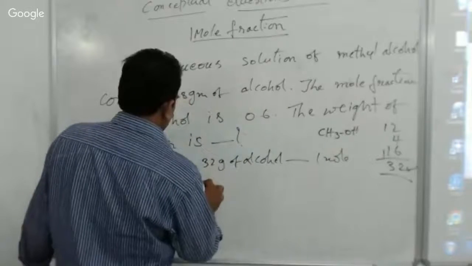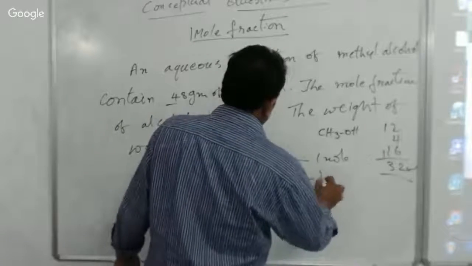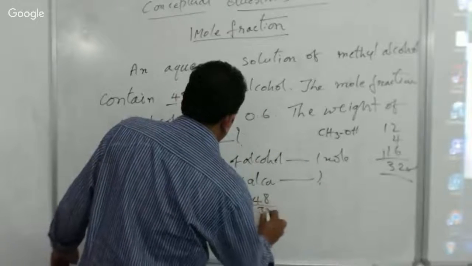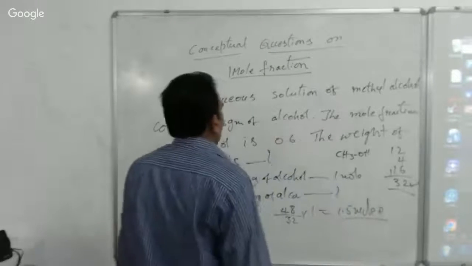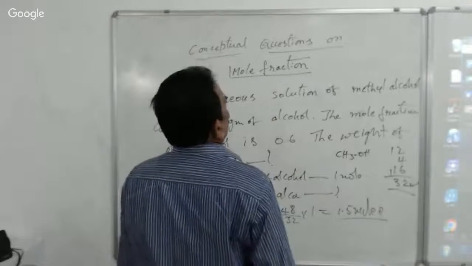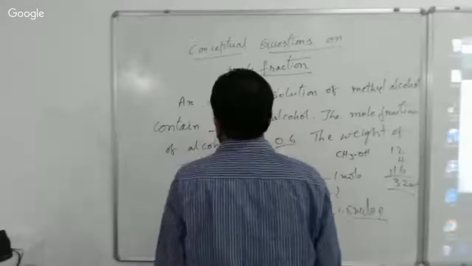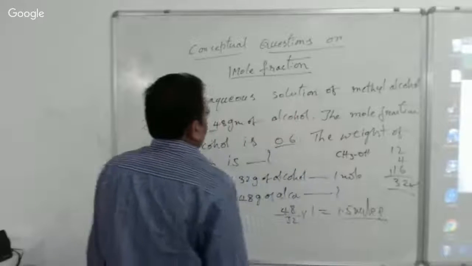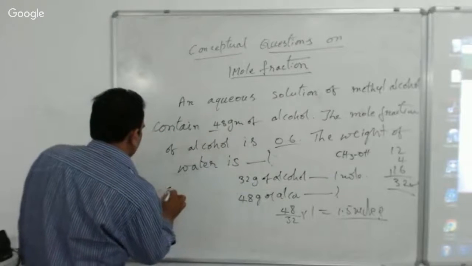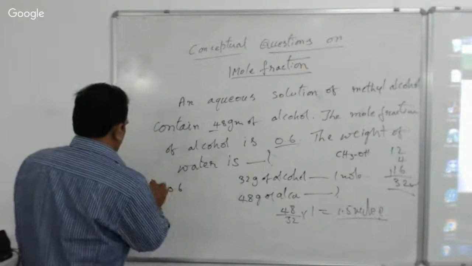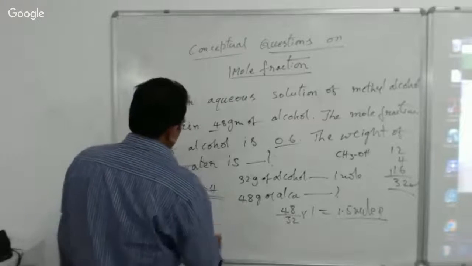So 48 grams of alcohol, how many moles? It's nothing but 48 by 32 into 1, which is nothing but 1.5 moles of methyl alcohol. And this 1.5 moles corresponds to 0.6, the mole fraction. So then what is the mole fraction of water? If 0.6 is the mole fraction of alcohol, then 1 minus 0.6 is the mole fraction of water, which is 0.4.